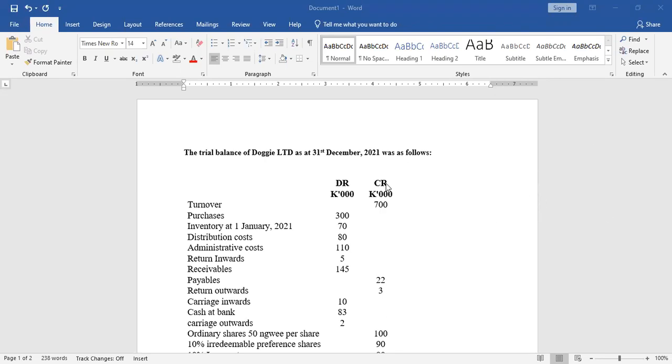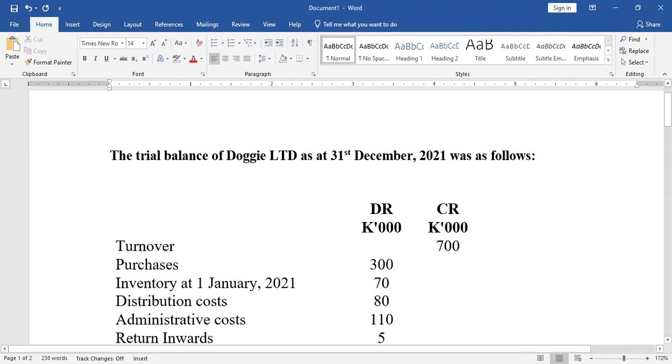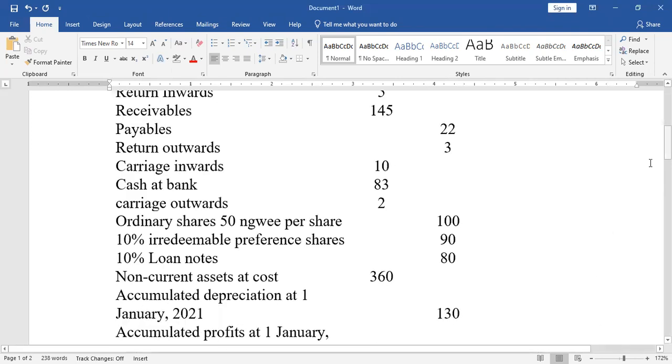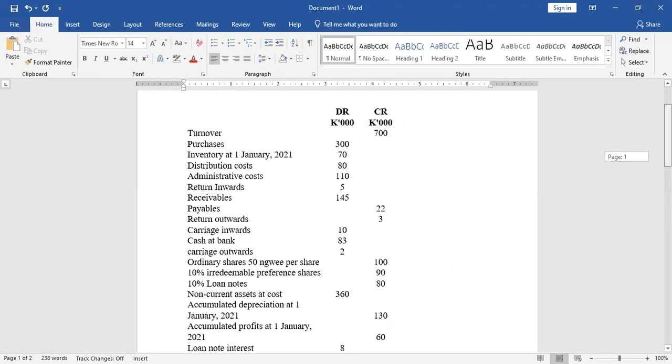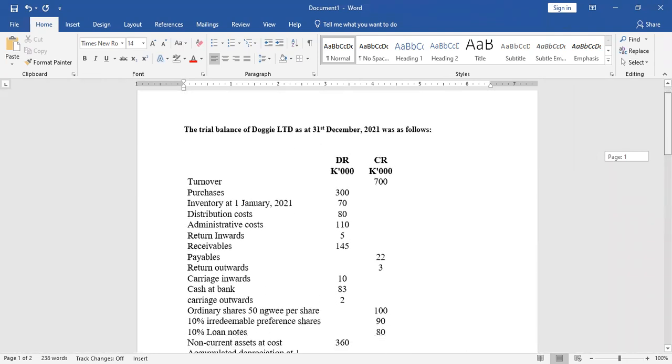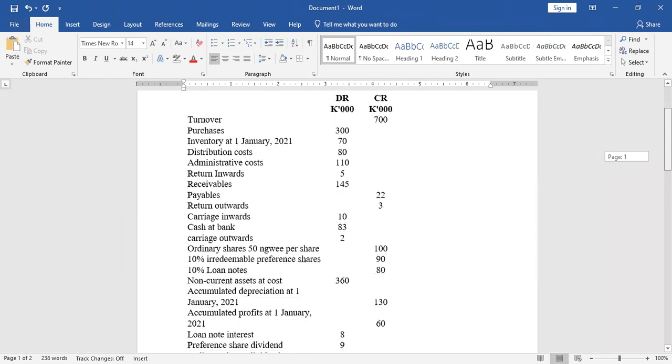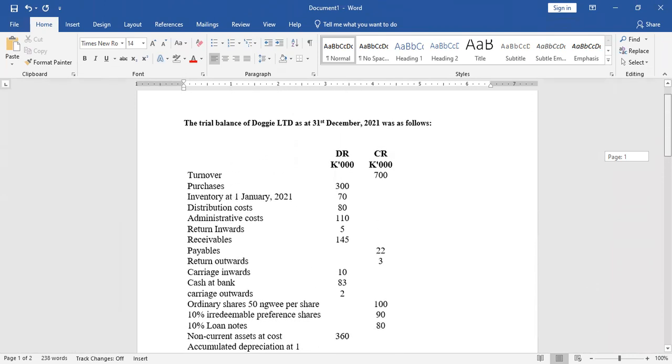All right, so you can see what I'm sharing on the screen. Let me widen it up. So this is basically just a trial balance. A trial balance is a list of balances at the end of the accounting period. So this is the trial balance for Doggie Limited as at 31st December 2021.